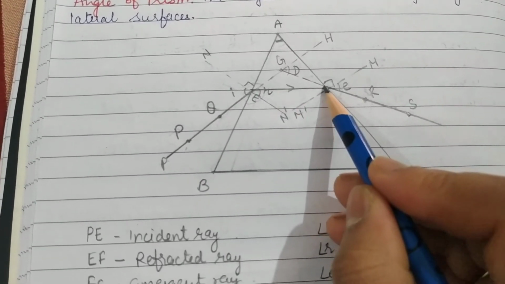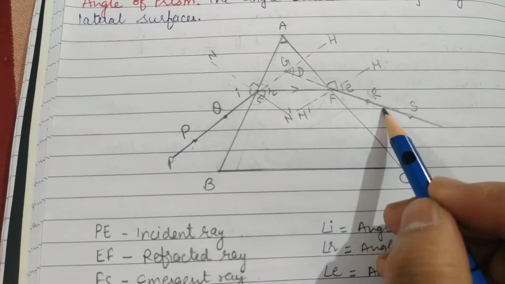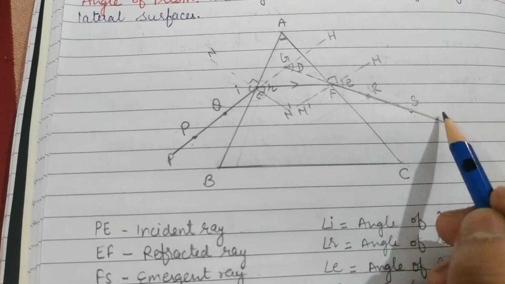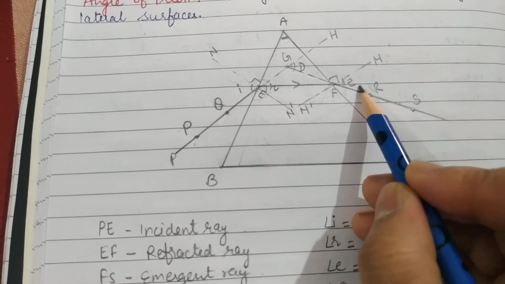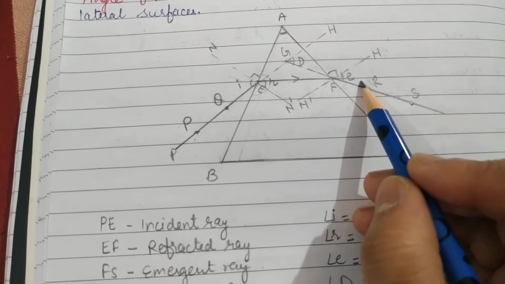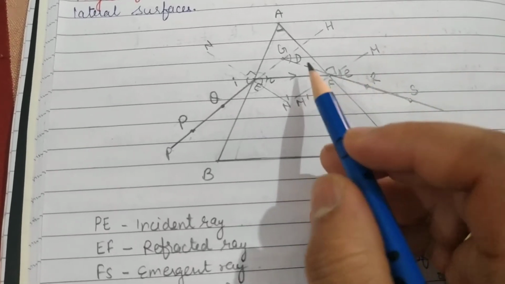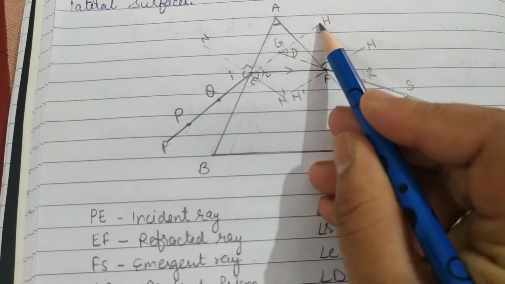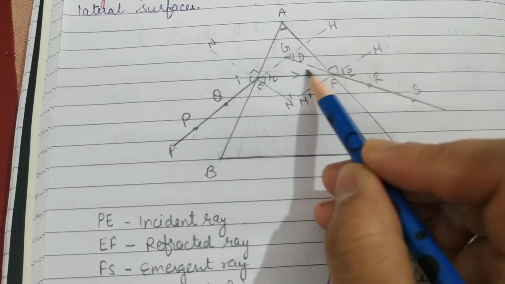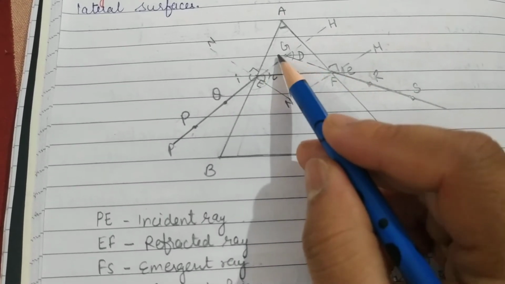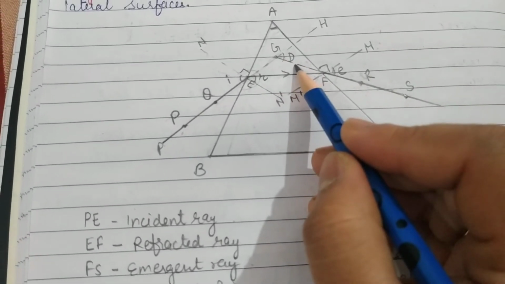After refracting, when it is moving from glass to air, that is from denser medium to rarer medium, it will move away from the normal. So it will make the angle of emergence. And if we extend these lines, the incident ray and the emergent ray, they will meet at a point. That gives the angle of deviation.